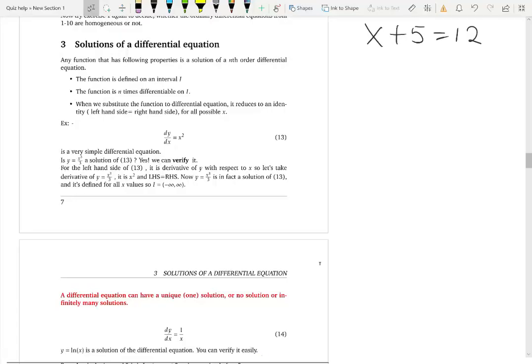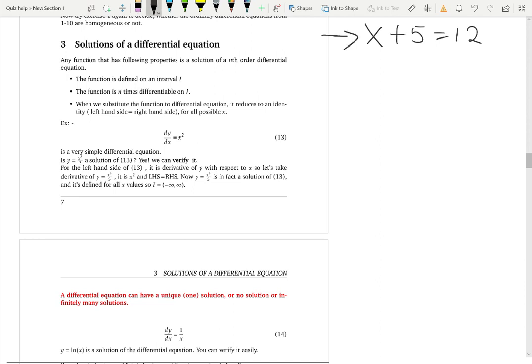Alright, so in this video we are going to discuss solutions of a differential equation. Now I'm not going to solve them, but I'm going to explain their properties, and let's have a discussion about how they look. Okay, alright, so before, let's start from an algebraic equation.